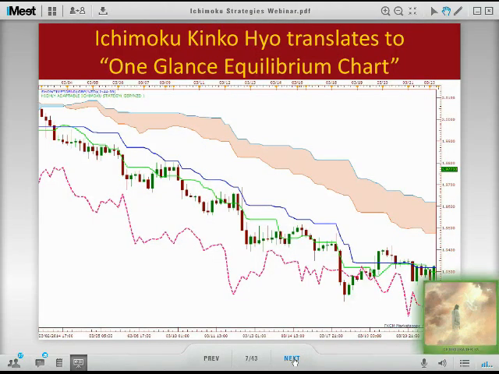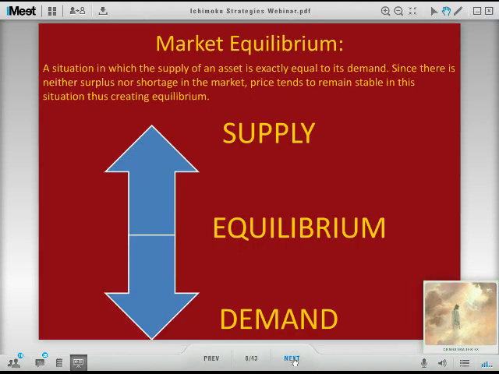Ichimoku translates to one glance equilibrium chart. So with that, you have market equilibrium. The market likes to get back into equilibrium. So there's going to be a level of supply and demand, basically overbought, oversold. Well, in between those levels is equilibrium. If you're in equilibrium, you're not oversold or overbought. You're not excess supply, you're not excess demand. So you're right in the middle. And that's what the market likes to do. It likes to get back to equilibrium. So knowing where equilibrium is and being able to trade from that area is very strong.